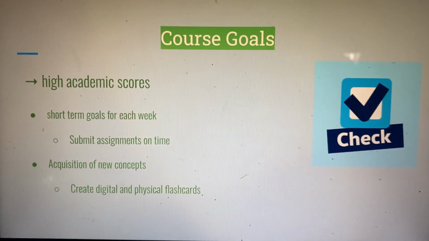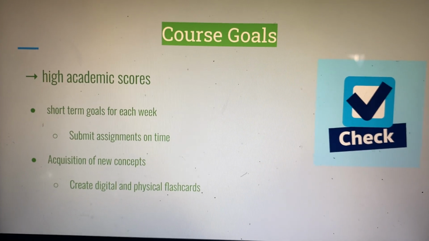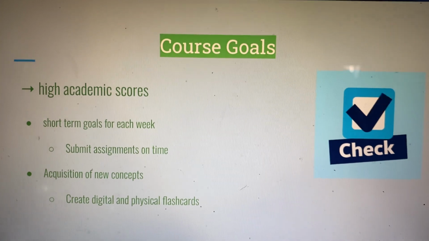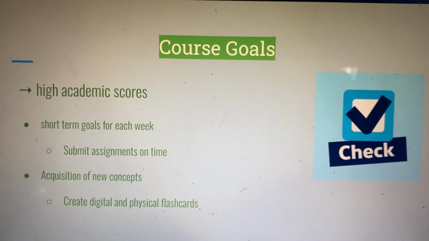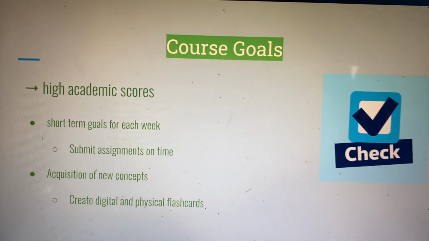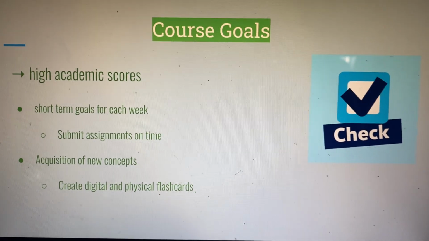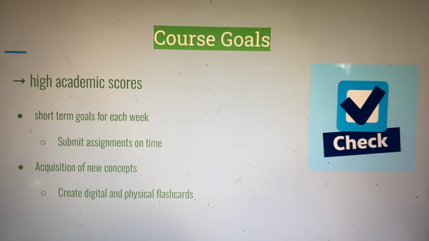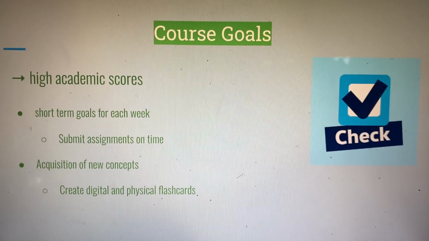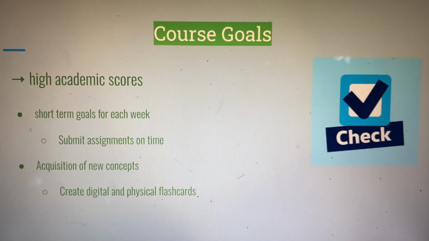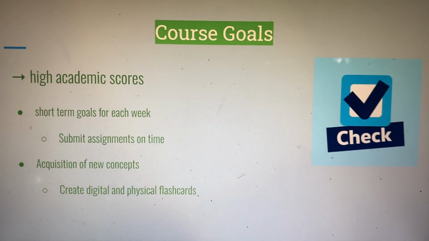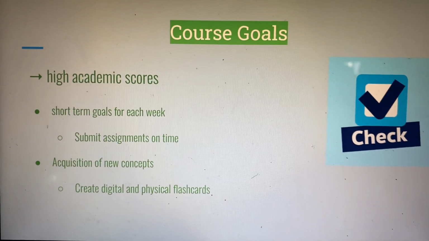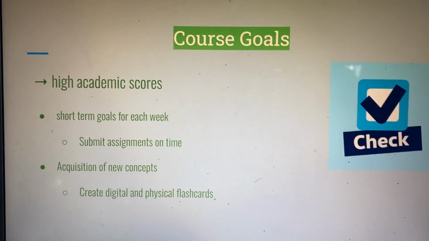My course goals for this class were to have a high academic score by the end of each week as well as by the end of the class. A high academic score to me was a 90 or above. In order to achieve a high academic score, I set short-term goals for myself each week, which consisted of submitting assignments on time, as well as acquiring new concepts, which were done by creating digital and physical flashcards.